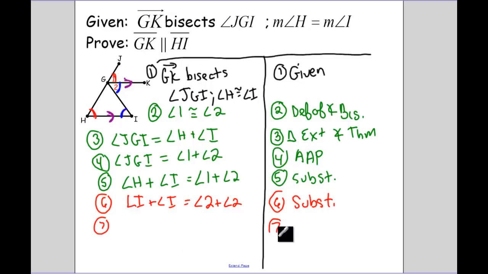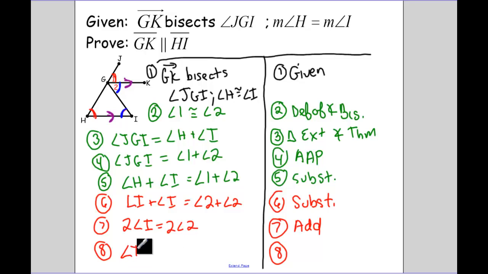The next step, well, I need to get 2 congruent to I. So I have twice angle I equal to twice angle 2. And that's really just addition or simplifying like terms. Now I can divide and I get angle I congruent to angle 2. And that is by division.